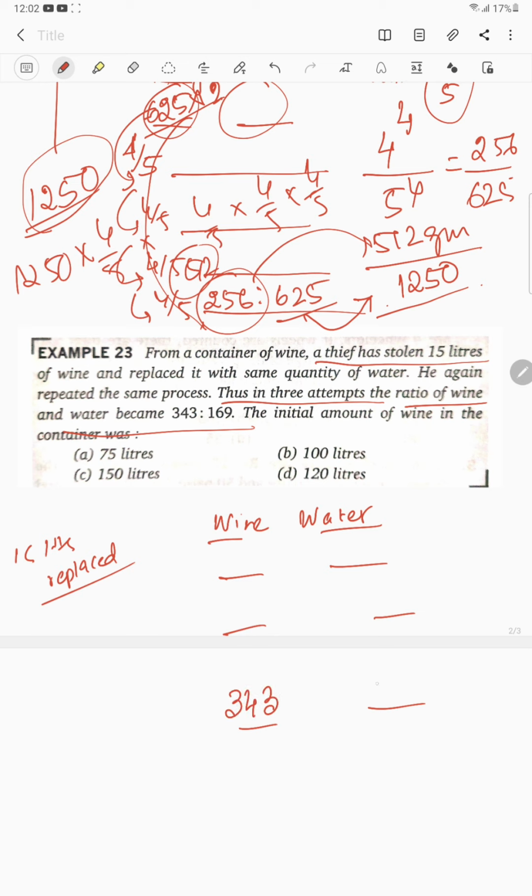Wine, water. Okay. So the initial amount should be the addition of these two, only wine, 512, and 15 liters of wine is being replaced every time. So let's see what the ratio is: 343 by 512. Sorry, it's being told 3 times. So 1, 2, 3.